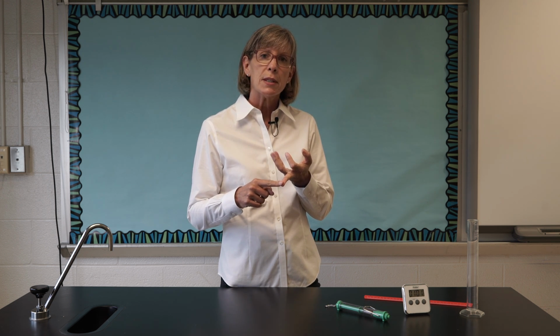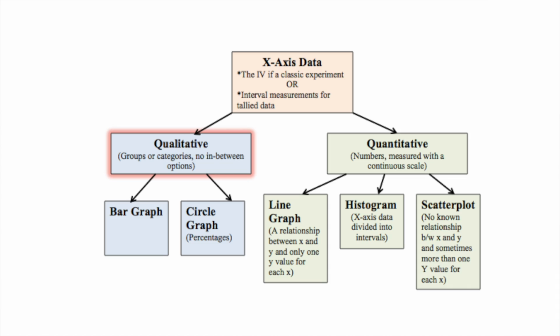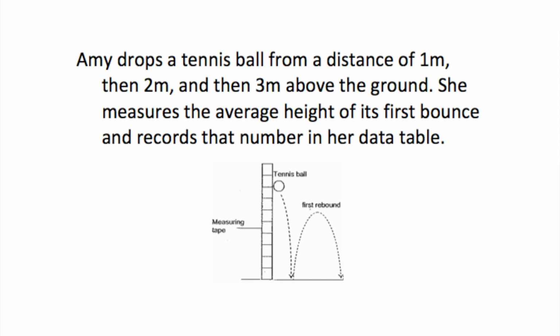The last step is to decide the specific graph type. If the x-axis data is qualitative, then the options are either a bar graph or a circle graph. If the x-axis data is quantitative, then the options are a line graph, a scatter plot, or a histogram. Let's look at 2 examples.